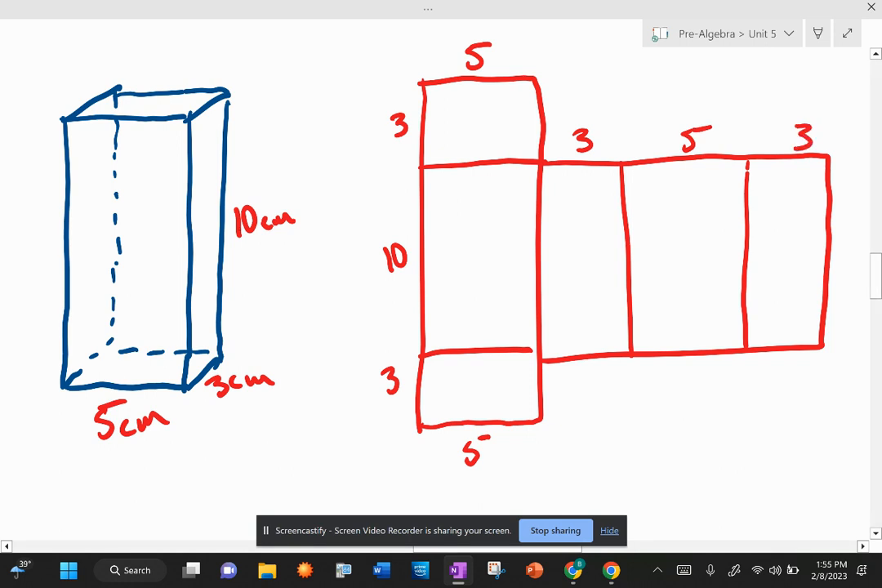Okay, now if I were to fold this, what I just drew out, back into the box, what you're looking at right here is the back, the front, the top, the bottom, side, and side. Okay, and that can maybe help you visualize it a little better also. All right, so work with your partner, see if you can figure out the surface area of this one right here.